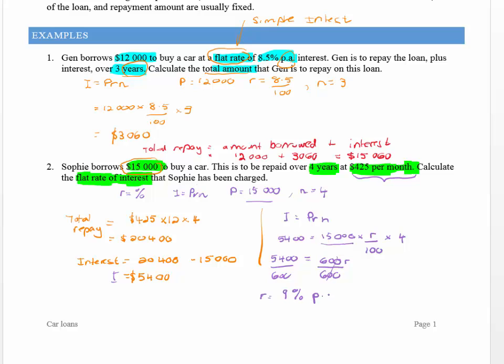And I'm going to write that per annum because we know that our interest rates get written with a P.A. at the end of them. So the rate of interest that Sophie has been charged is 9% per annum.